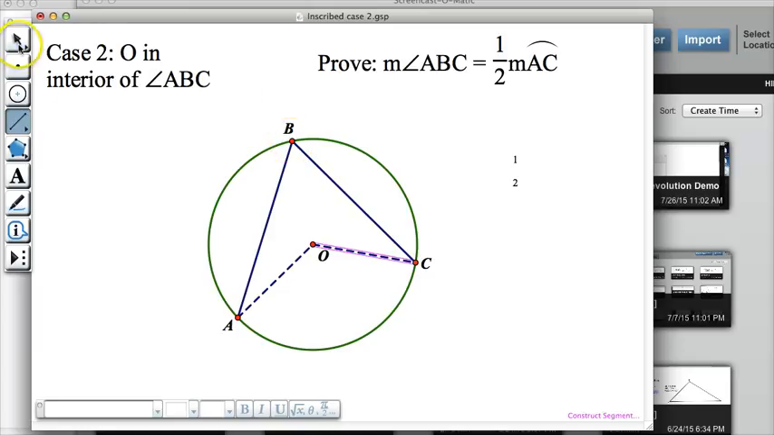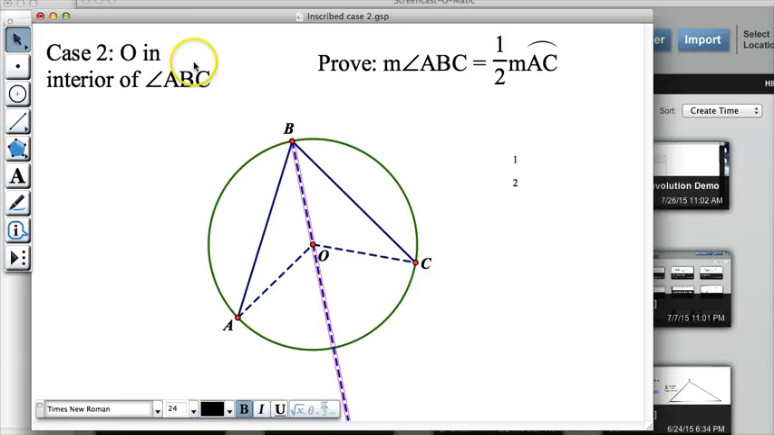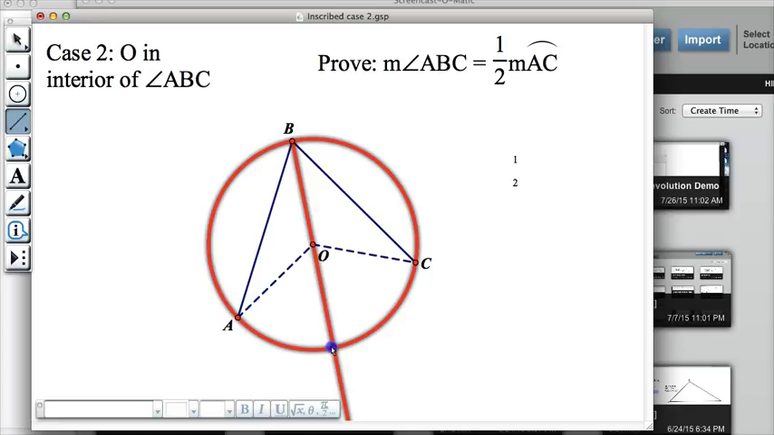So to do that, I'm going to start with a ray that goes from B and passes through O. Okay, and then I can take the part of that ray that actually intersects with the circle. So like that. And now I can hide the ray itself.